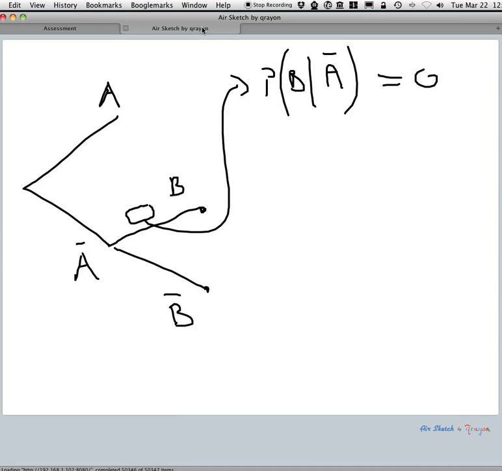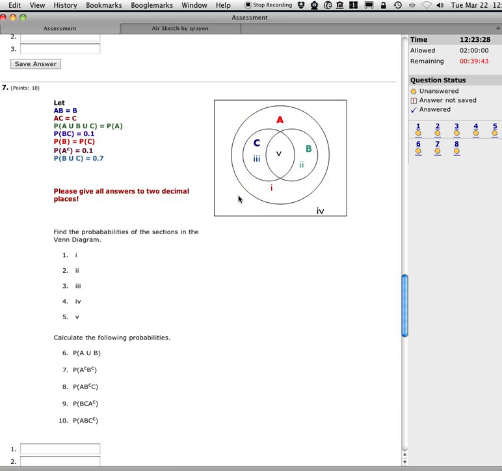So, as a consequence, the probability of the complement of B given the complement of A, well, you know that starting from this node, there are only 2 branches, so the sum has to be 1. That means that this is 1. The probability of the complement of B given the complement of A is equal to 1. Is this right? Let's go back here.